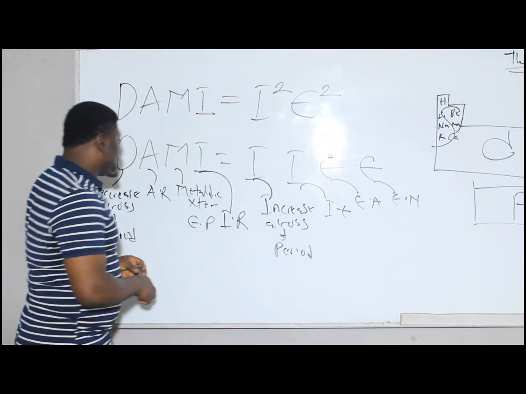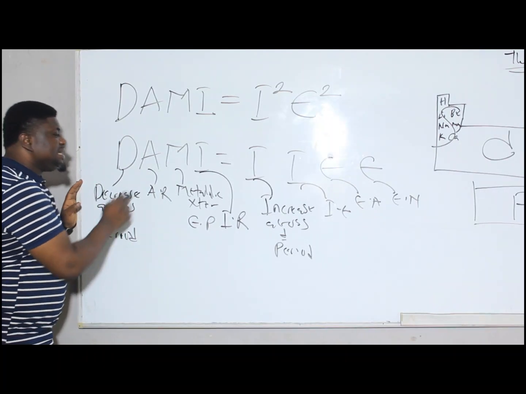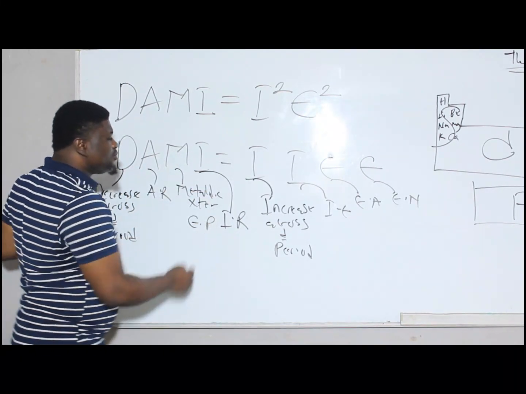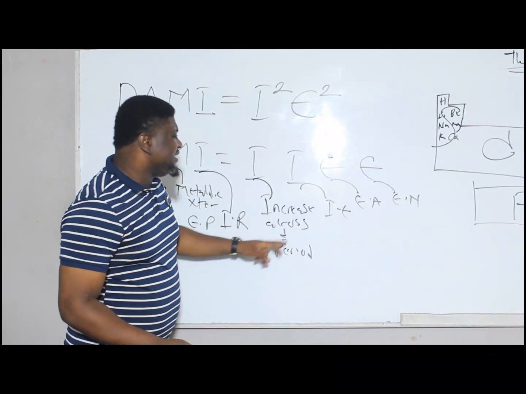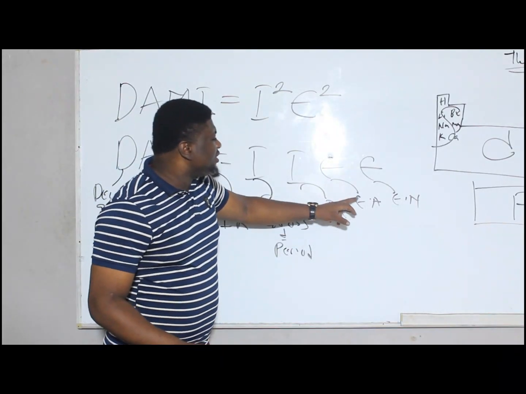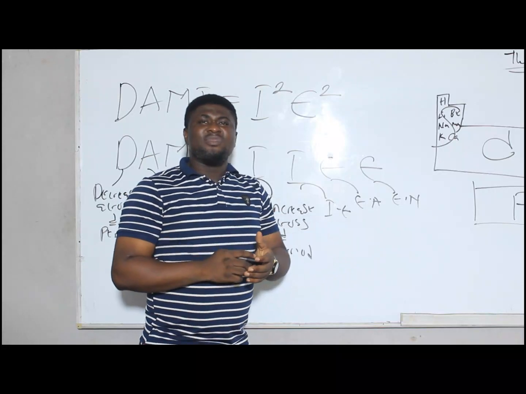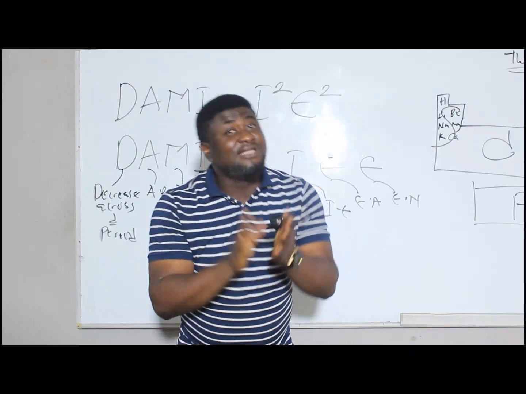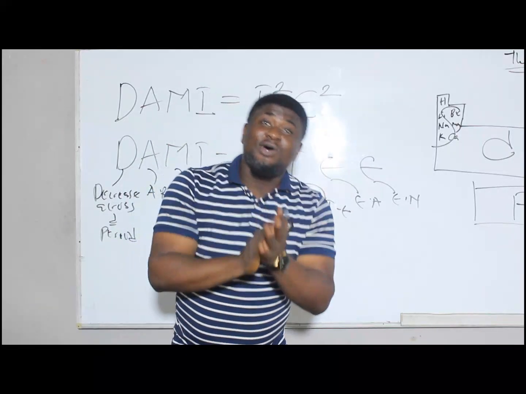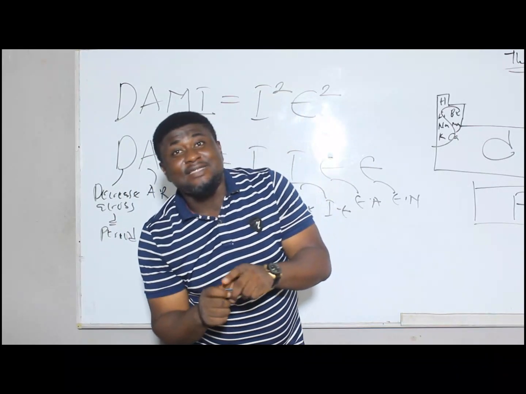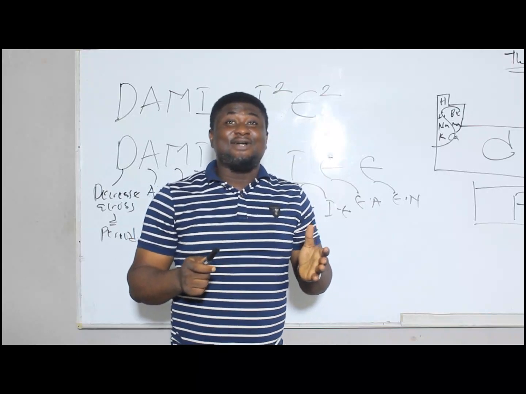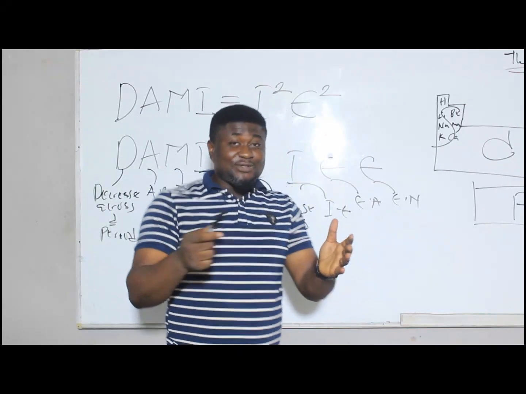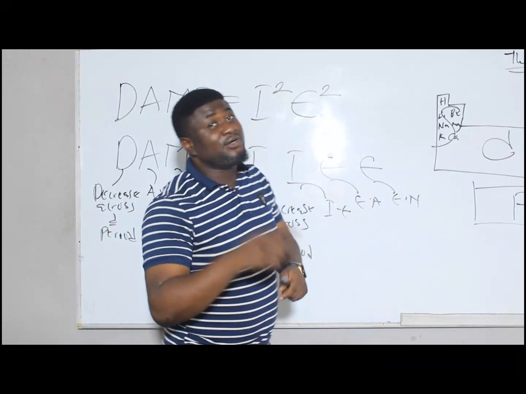Alright, so who are those guys that decrease across the period? Atomic radius, metallic character, and ionic radius. Who are those that increase across the period? They are ionization energy, electron affinity, and electronegativity. Remember that if you decrease across the period, you will increase down the group. And if you increase across the period, you will decrease down the group.